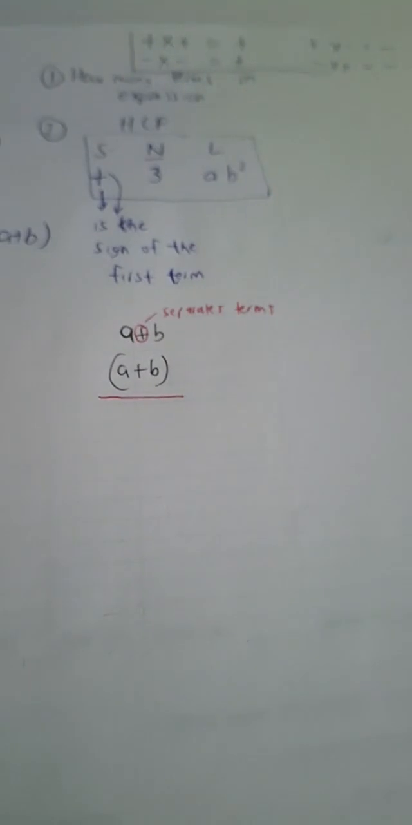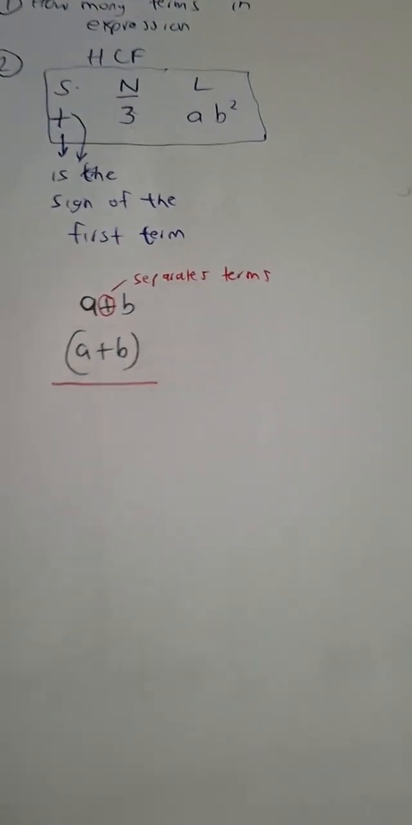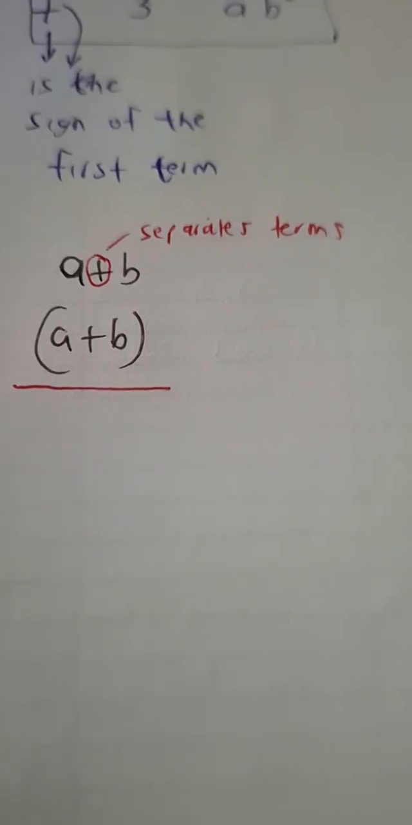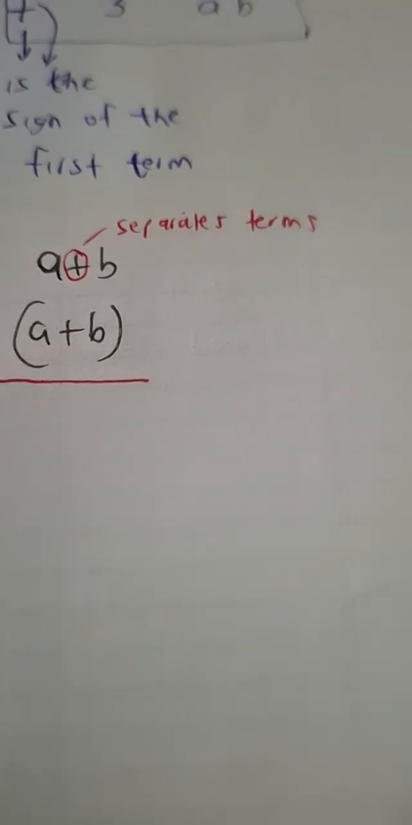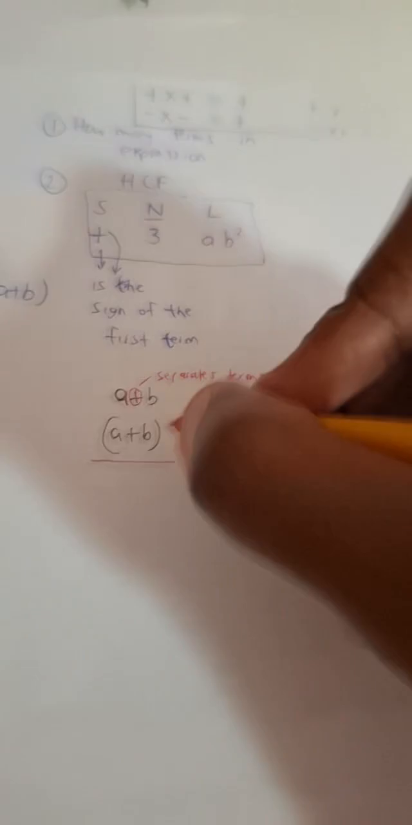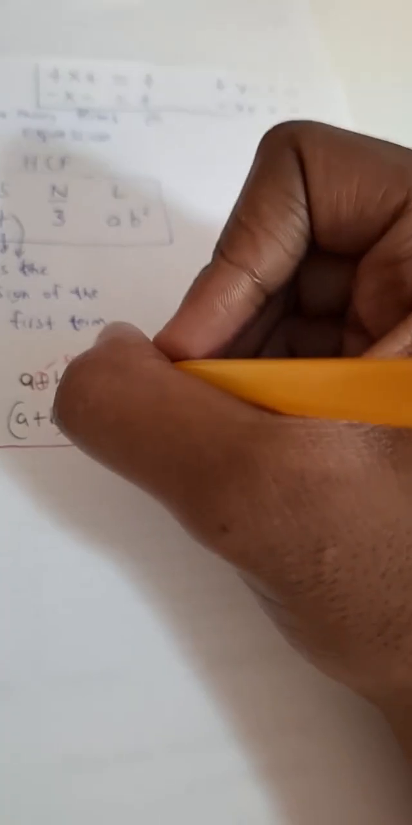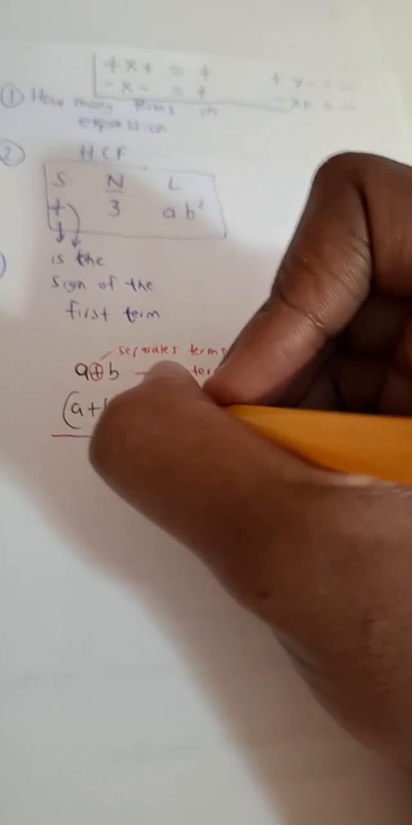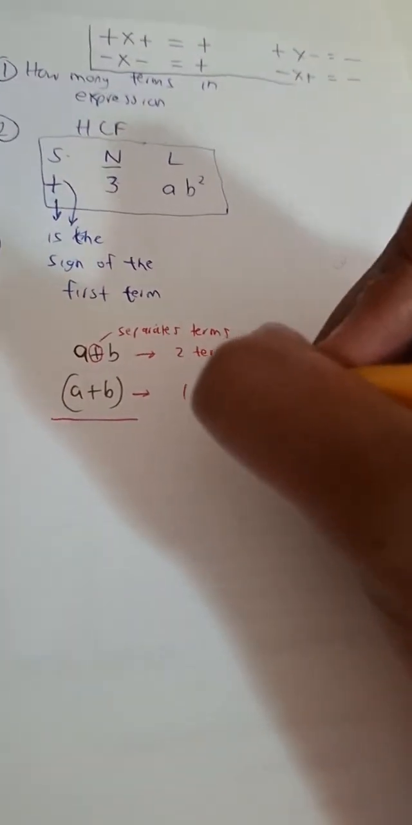Now, let's say I changed things a little bit and I said a plus b, and I put brackets around, and I asked, how many terms does this expression represent? How many terms in this entire thing? Some say 1, some say 2. Now let's be very careful. For this one, yes, there are 2 terms. We agree. For this one, we say 1 term.